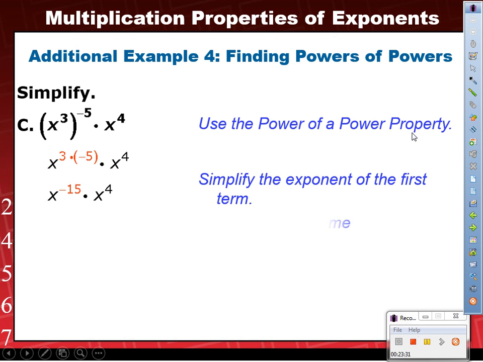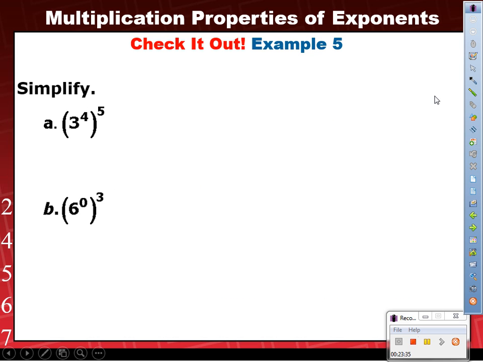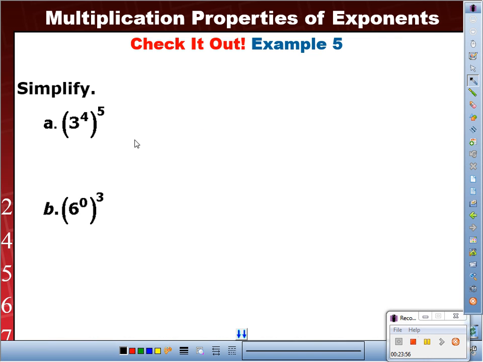Okay, copy this one, please. Example 5, we got simplify A, parentheses 3 to the 4th, close the parentheses to the 5th power, and B is 6 to the 0 power, raise that to the 3rd. Go. 20 seconds. Volunteer for A. We've got A. Oliver. 3 to the 20th power.